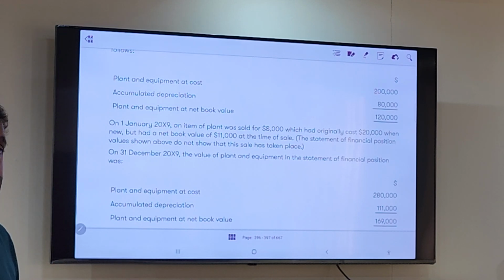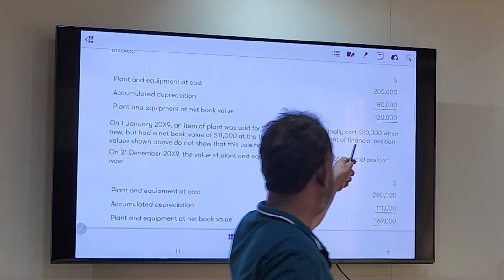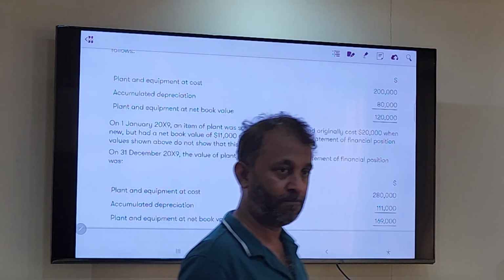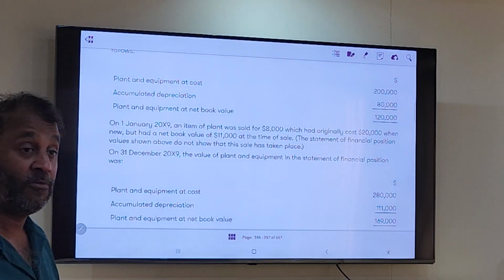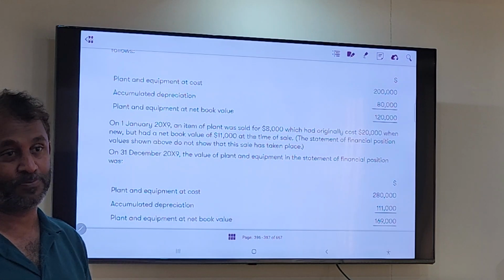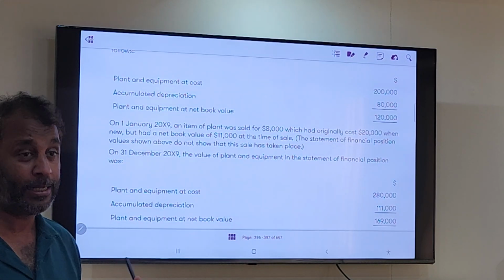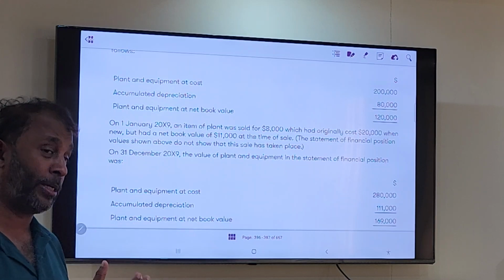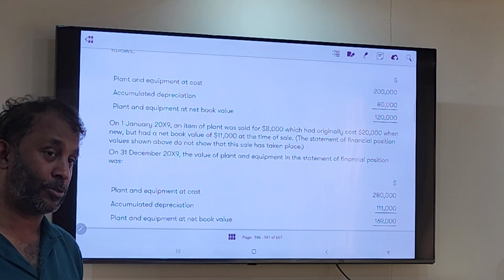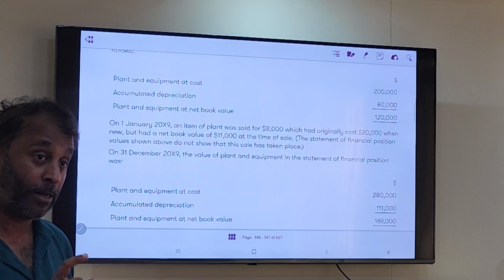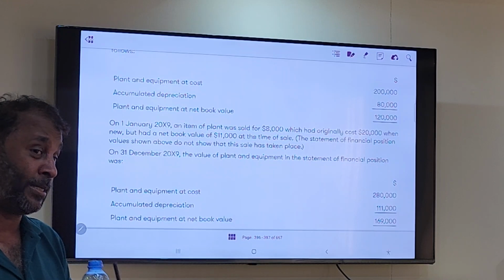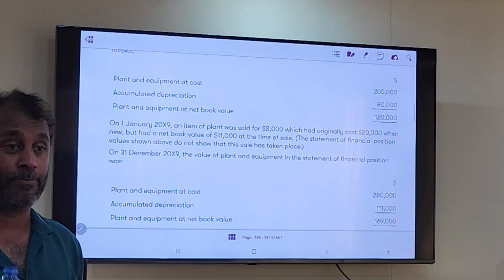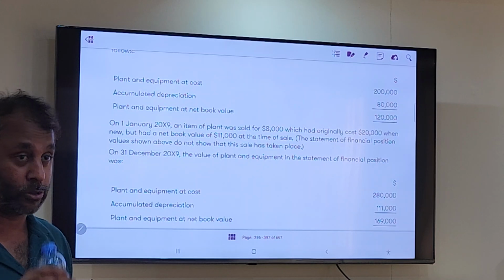20,000. Sure? Okay. This one, 20,000. And for how much money am I getting? 8,000 I am getting. And up to now, I am using this 20,000 or I am not using this 20,000? Using. And what was the total depreciation so far for the purpose of my usage? Can we calculate or not?